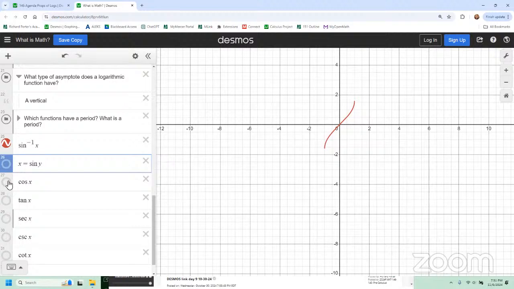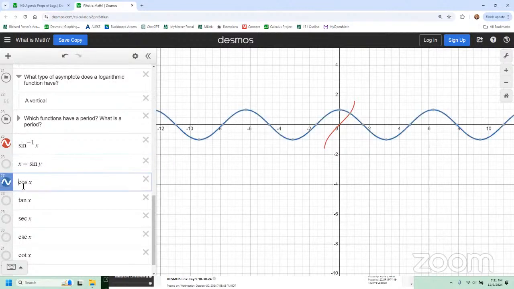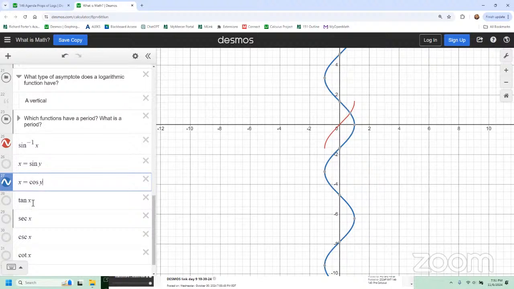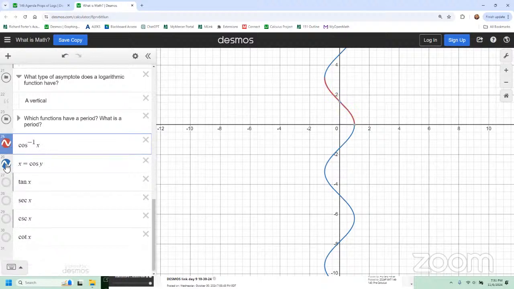So y equals cosine x looks like that. If you switch the y's and the x's, you get that function, but the only piece that they keep when they do the inverse cosine is that piece right there. So this may be switching the x and y's, but this is the only thing that they keep from it in order to have an inverse.